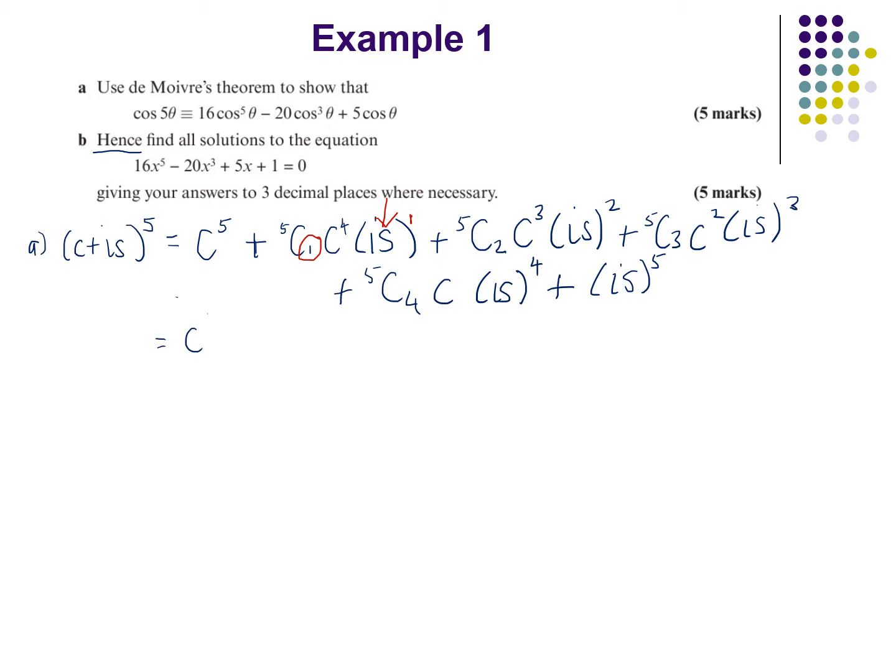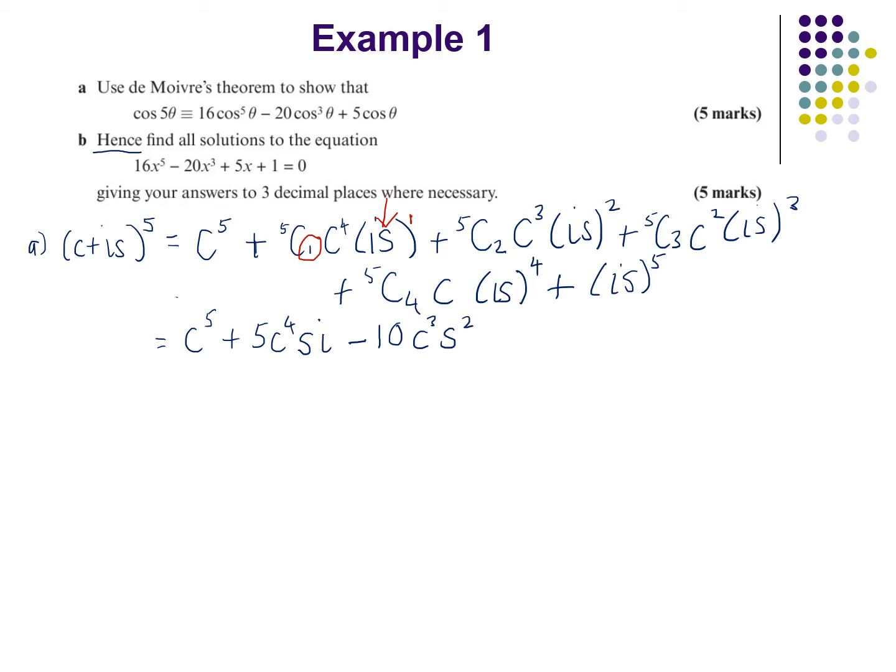Right, c to the 5, I'm leaving as c to the 5. Use your calculator if you don't know what 5 choose 1 is. It's equal to 5, so I get plus 5 c⁴ s, and I'm going to put the i at the end because in a moment I'm going to be picking the real and imaginary bits, and so I need to know which bit is real and which bit is imaginary. Next term, I'm doing is all squared. Remember, i squared is minus 1. 5 choose 2 in your calculator is 10. So I get c cubed s squared.